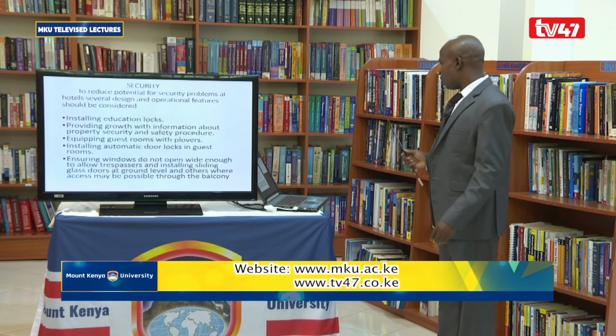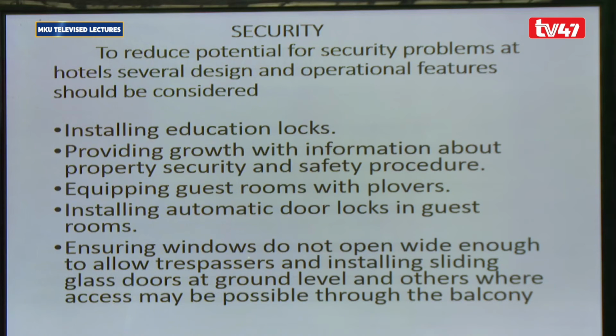Three is equipping guest rooms with brochures. Just like that information we talked about, within the guest room we have those items called brochures. So they have information that will help the guest in case of anything. Then the guest will be able to help him or herself. Then we have also installing automatic door locks in guest rooms.